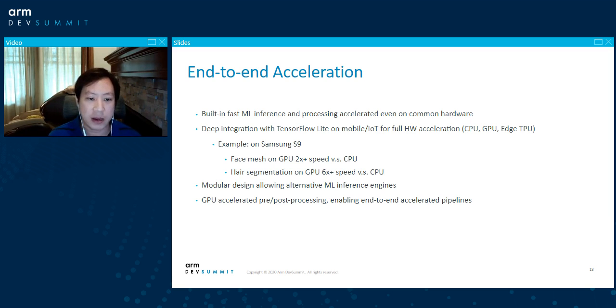Also, because the framework comes with a very modular design, you can simply swap different nodes. That allows you to use an alternative machine learning inference engine if that is your preference. The framework also comes with a bunch of GPU-accelerated pre- and post-processing nodes, enabling an end-to-end accelerated pipeline, for instance, all the way from camera input to render output.